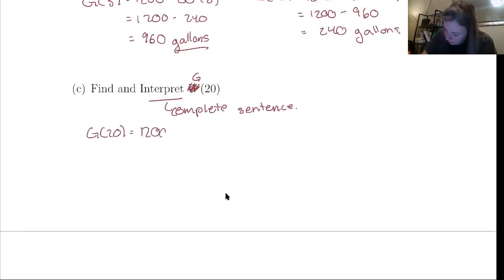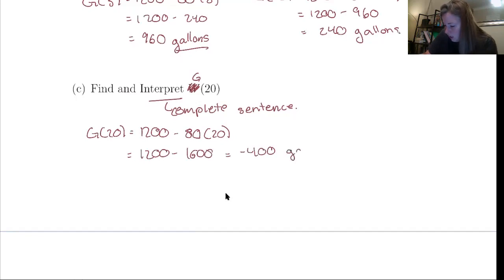It's going to be 1200 minus 80 times 20, so 1200 minus 1600, I believe, which is negative 400 gallons. Okay. So realistically, I can't invert the tank and have another extra 400 gallons. That's telling me I don't have 400 gallons in the tank to make it that far.